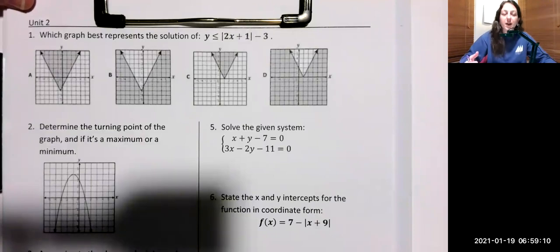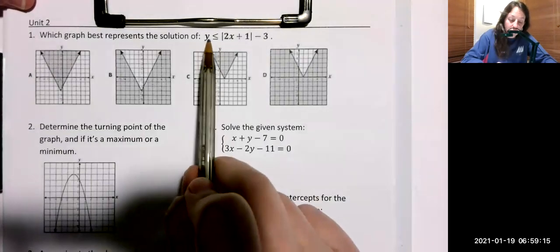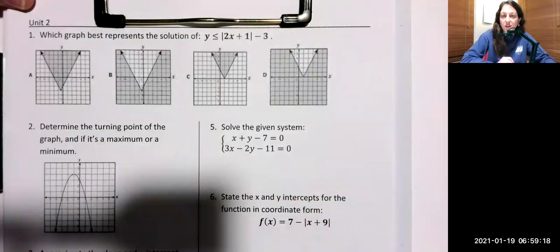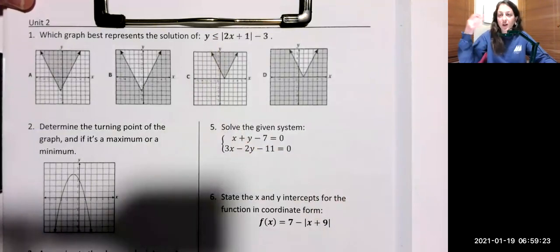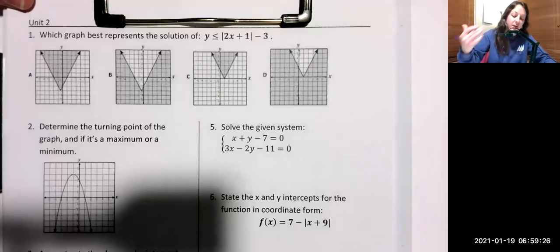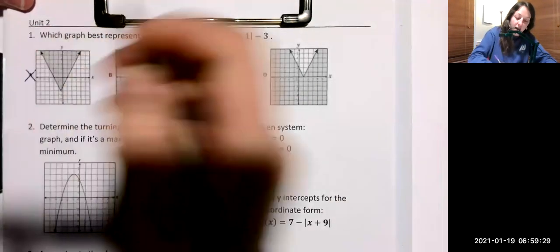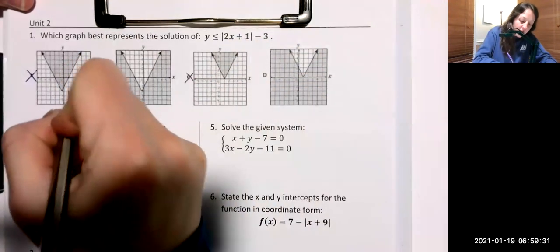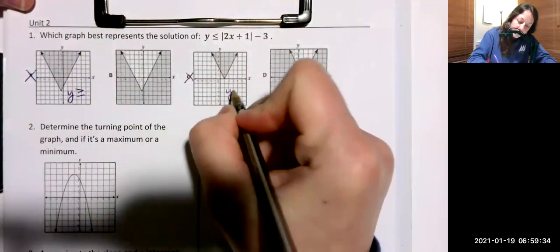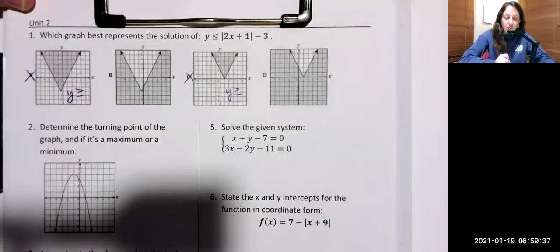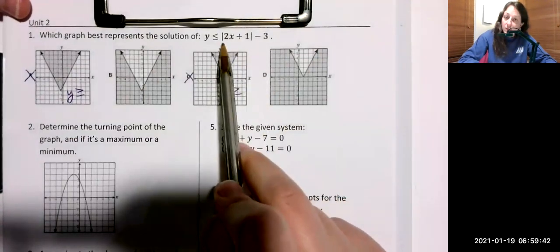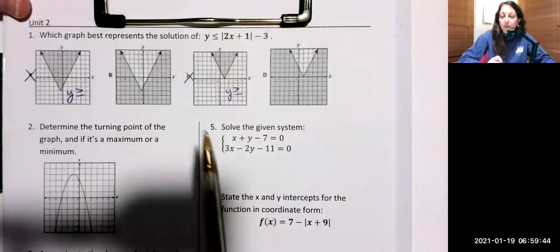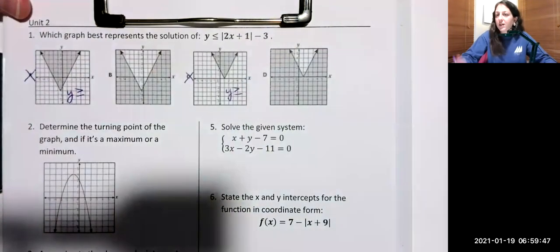First things first, for number 1, which graph best represents the solution? So we've got y is less than or equal to. When we look at these problems, we need to select graphs where the shade is going below the line. So when I say below the line, I mean it's not A and it's not C. Both of those are y is greater than or equal to, and that is not what we're dealing with here. So when we look at B or D, we've got to figure out which one best represents absolute value 2x plus 1, minus 3.